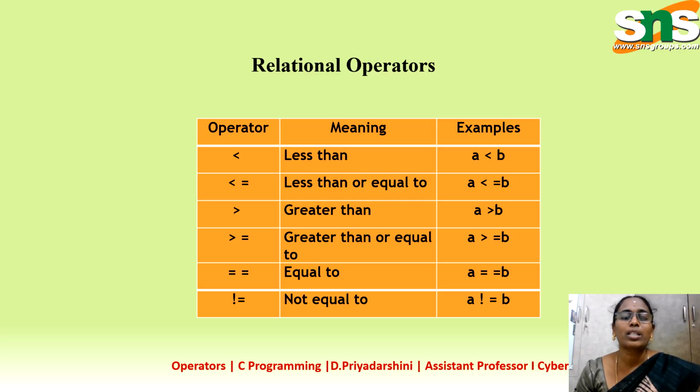The relational operators in C programming are less than or equal to, greater than or equal to, double equal to and not equal to. This double equal to is an equal to operator. It is not an assignment operator; it finds whether two operands are equal. Usually we use a single equal to symbol to check whether A is equal to B. But in C programming, a single equal to is an assignment operator. A double equal to checks whether the value on the left hand side is equal to the right hand side.